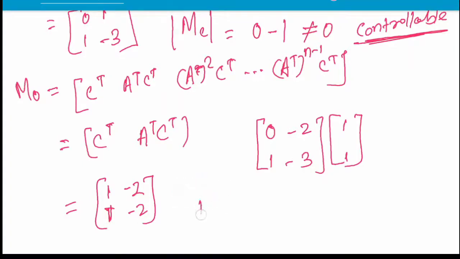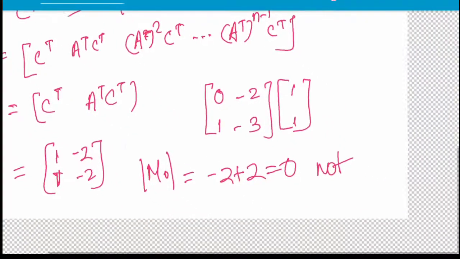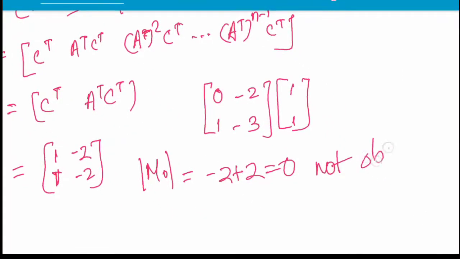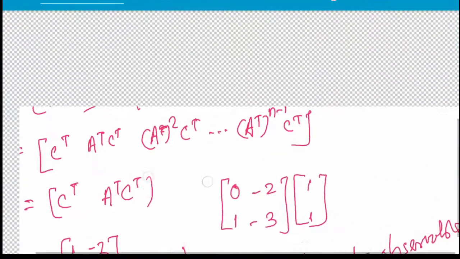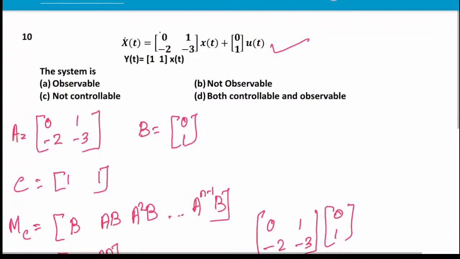If we find the determinant of that composite observability matrix, this will be minus 2 plus 2, which is equal to 0. That means this is not observable. So the given system is not observable but controllable. Which option will be correct? This is option B, not observable.